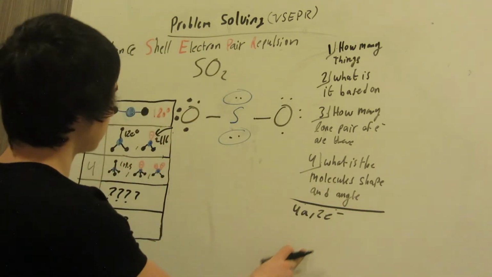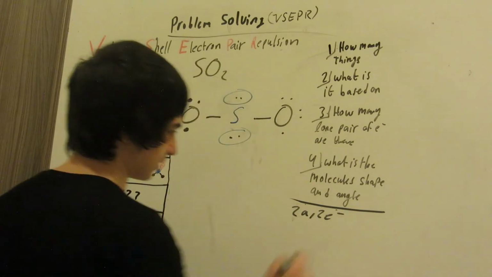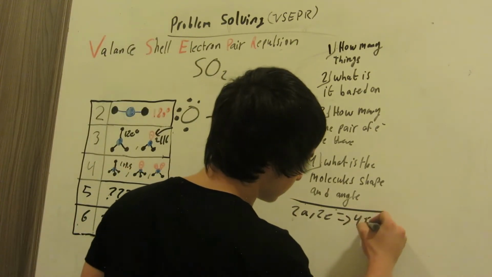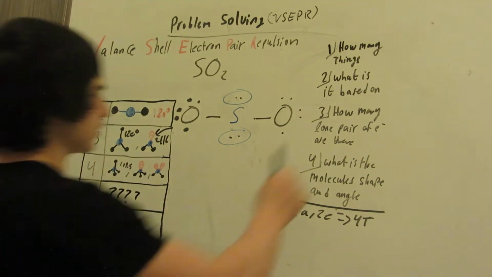Oh, sorry. 2 atoms. So that would be a total of 4 things. So write 4 things. T for things, for example. Alright, we go for the second question.